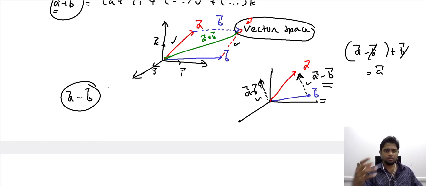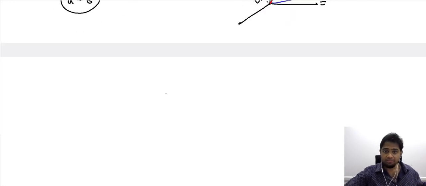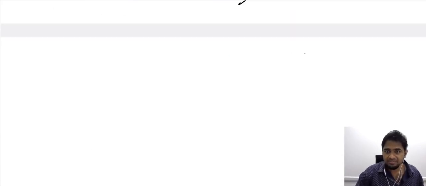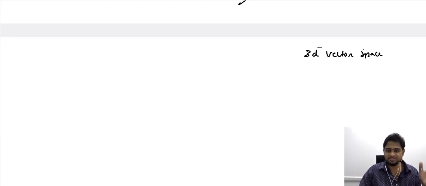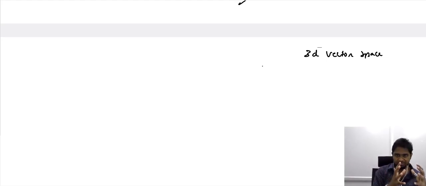Now going back to the vector space that we have considered, so far what we have been considering is a three-dimensional vector space. So it's a 3D vector space. The reason we have been restricting ourselves to the 3D vector space is because it helps us translate our basis to a coordinate system.